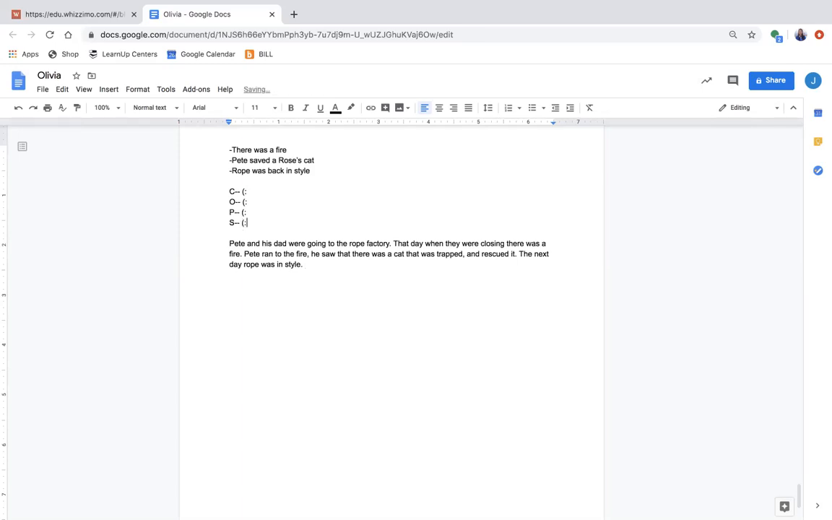So can you read your summary for me? Pete and his dad were going to the rope factory. That day, when they were closing, there was a fire. Pete ran to the fire. He saw that there was a cat that was trapped, and he rescued it. The next day, rope was in style. Good job. So that was a very good summary.